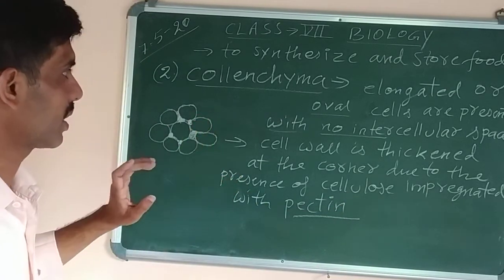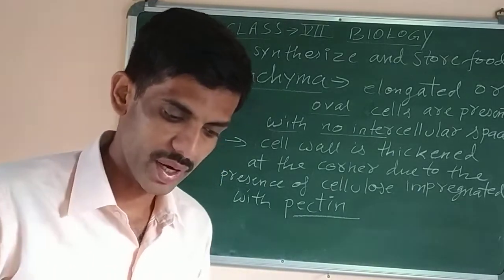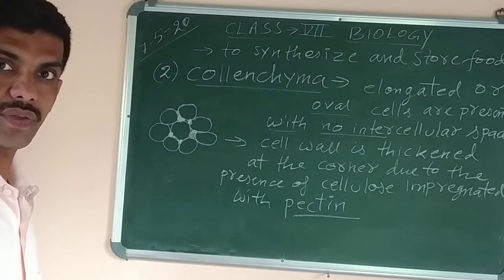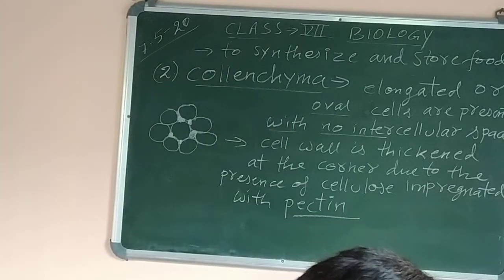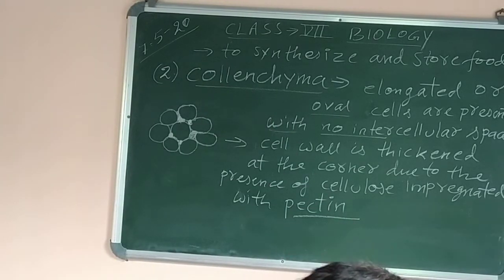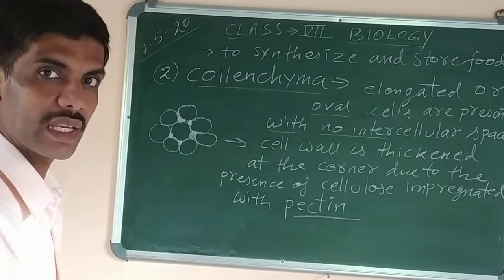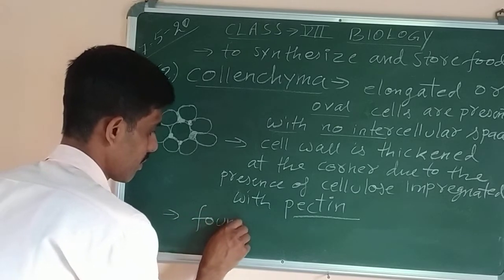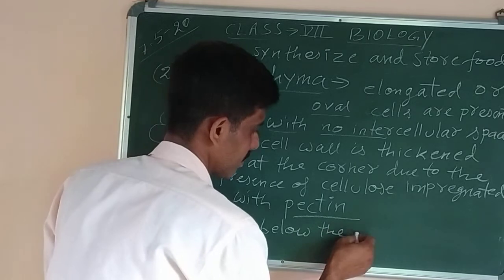So what is the first point? Let's continue first. After that, we'll try to recall it. The cell walls are thick, with cellulose and pectin. Now, where is it found, the place where this tissue is present? This tissue is present in those parts of the plant, like it is found below the epidermis in stems of dicots. Found below the epidermis.